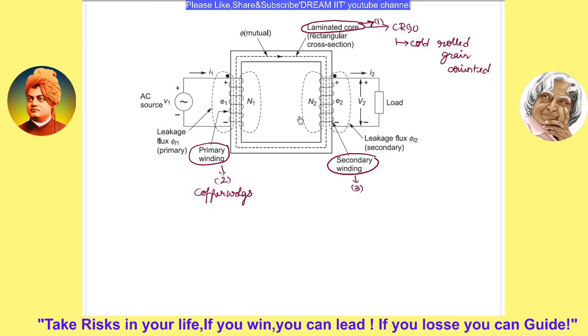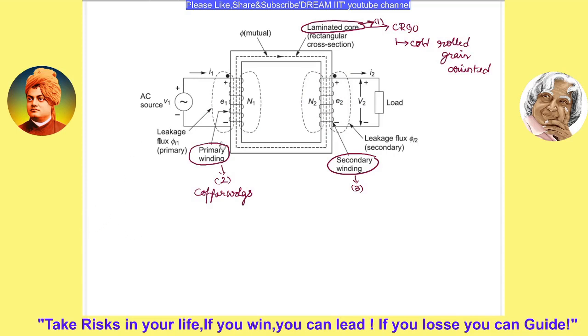These are the different parts we have seen: a laminated core, primary winding and secondary winding. The load is connected on the secondary winding side and the source is connected on the primary winding side. The dotted lines indicate the leakage flux. I will discuss the leakage flux in detail also. First, we will see what happens.